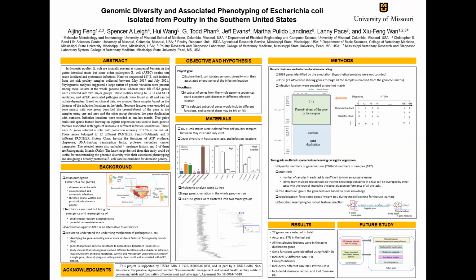All the selected genes were in the gene duplication group, and the gene functions were identified using the Python software. Those selected genes include 12 different primary and subprimary classes and 5 different protein classes, as well as 4 virulence factors, and 2 of them are PAI.